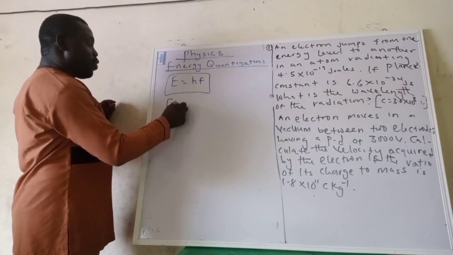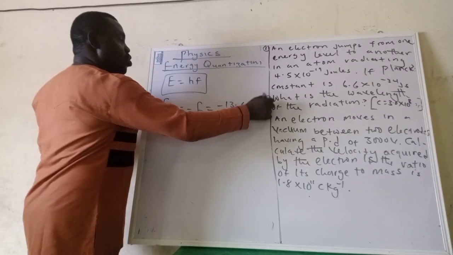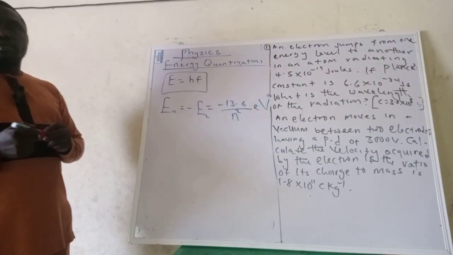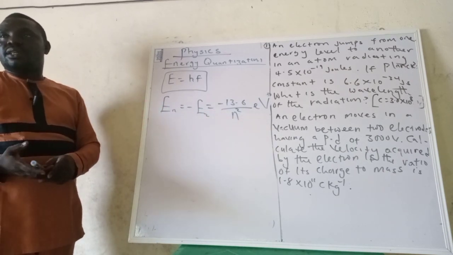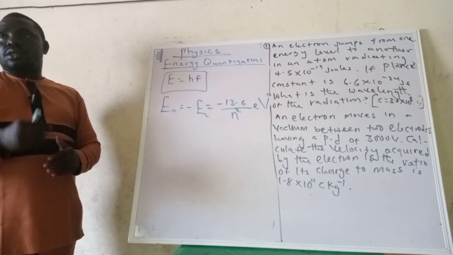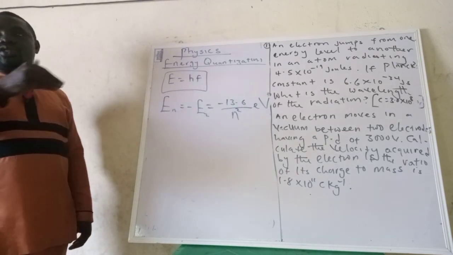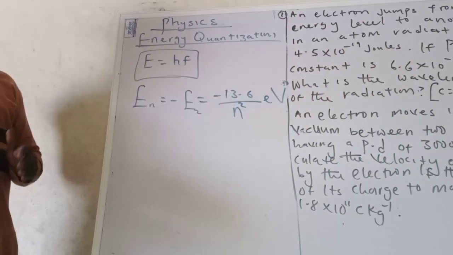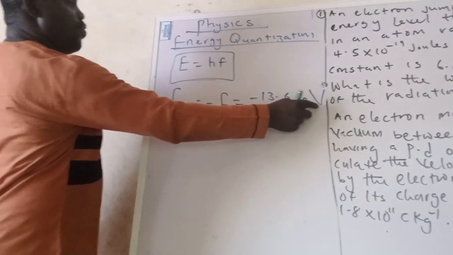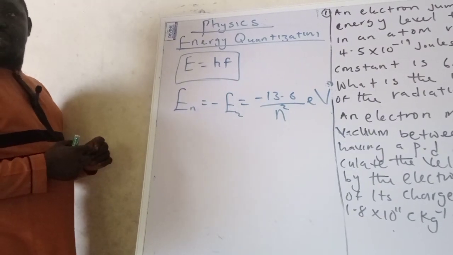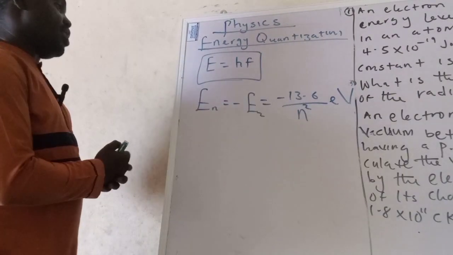Now, we have a general formula that we can write, which is 13.6 electron volt over n squared. Please write it down. What does n represent here? Normally, we use the principal quantum number as n. So it represents the energy level, maybe level 1, level 2, level 3, as the case may be. Take note of that. And the eV there is the electron volt.